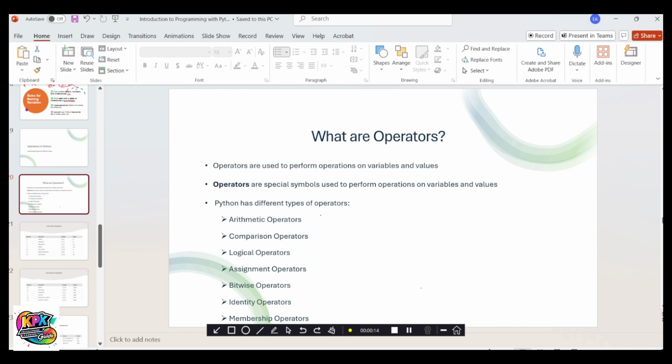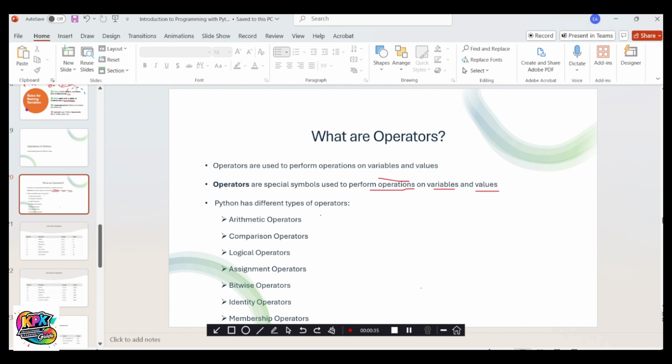So what are operators? Operators are used to perform operations on variables and values. They are special symbols that we use to perform operations on variables and on values. There are different types of operators in Python.